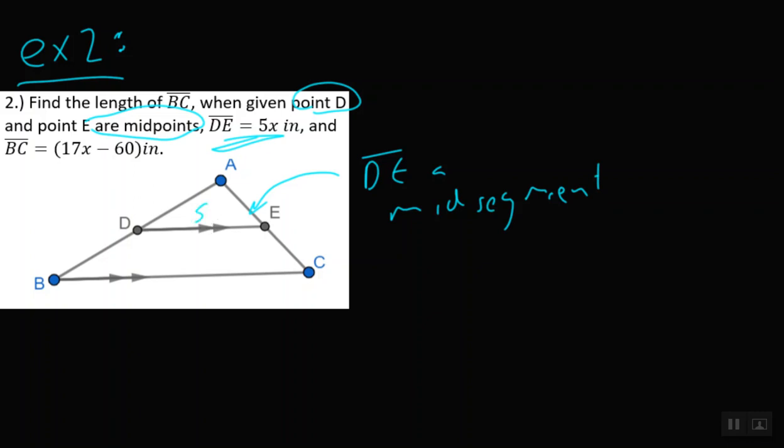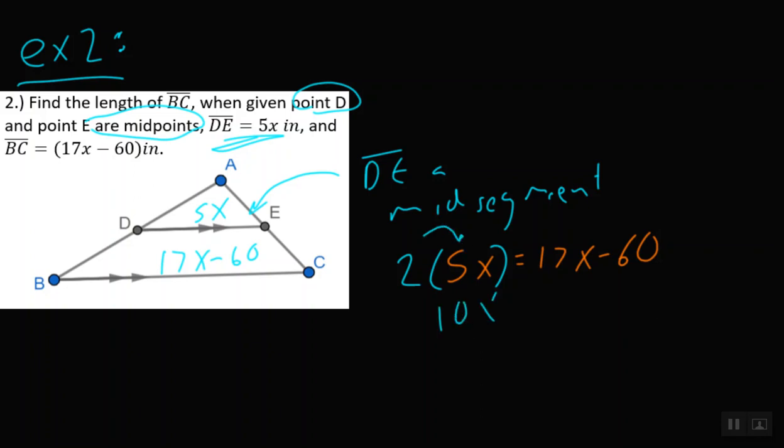We know that DE is 5x. We know that BC is going to be 17x minus 60. And of course, guys, when we're setting this up, let me switch colors here. If I were to write 5x is equal to 17x minus 60, I know that that would be incorrect. And it would be incorrect until I multiplied my mid-segment by 2. Now from here we can go ahead and solve this. Now guys, I'm showing you this one because it is kind of interesting algebraically. 2 times 5x is 10x is equal to 17x minus 60.